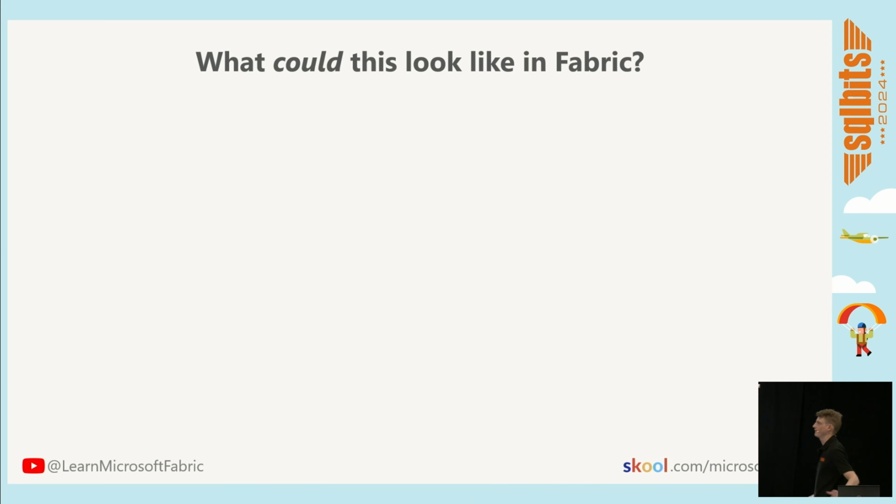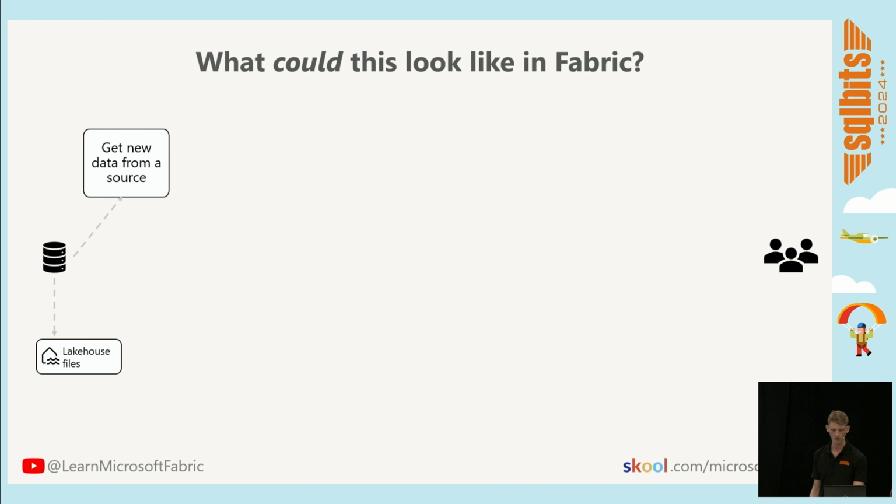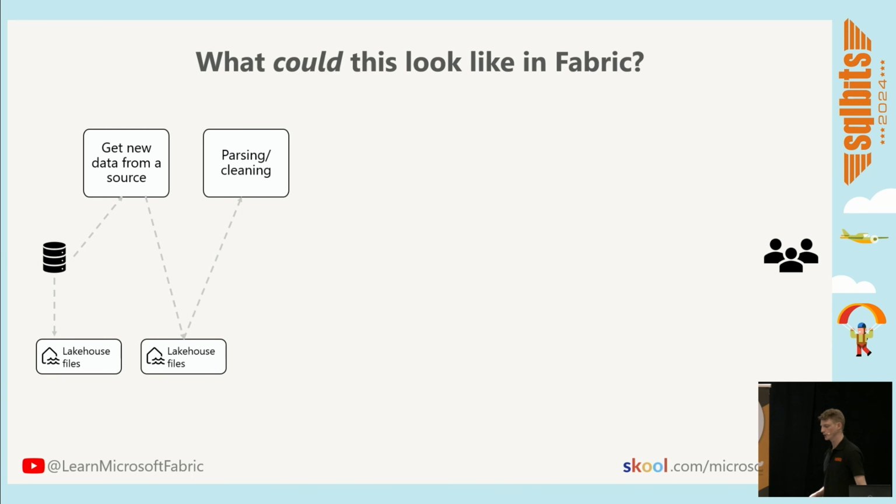So when we move to a Fabric world, we can do things a little bit differently. Again, we're going to start with the data source on the left-hand side and the user on the right-hand side. And we're going to step through exactly the same process, but we're going to implement it differently. So we're going to read some data from the source, and then we might write that into a Lakehouse Files area. Then we're going to read in that data, do some parsing and cleaning, and then write it out to a Lakehouse Tables area.